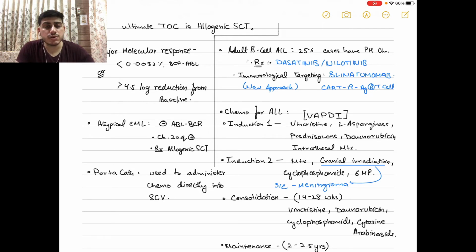Now immunological therapy, we will do, this is a new approach. Since it's a new approach of treatment, you need to remember it. So in immunological targeting, there is blinatumomab. There is a monoclonal antibody formed for this kind of cancer, blinatumomab. And apart from this, there is also a different approach, that is CAR-T19, which is basically the antigen receptor of the T cell. It works on that receptor. You just remember CAR-T19, to differentiate it.